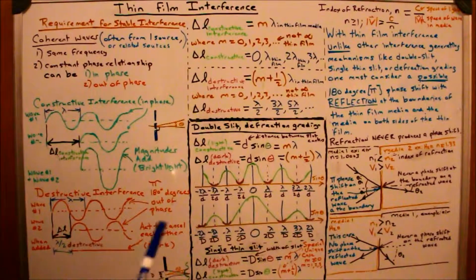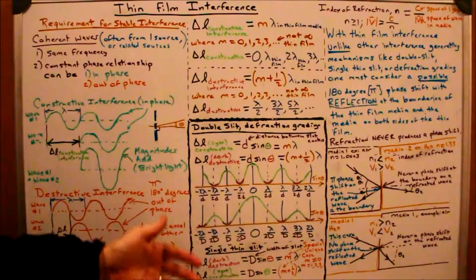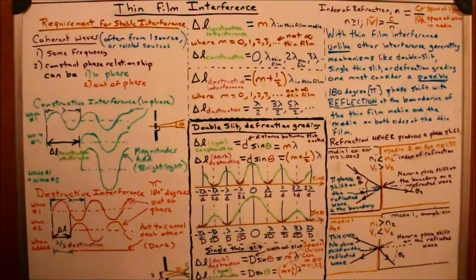And so it's a little complex, and I won't explain why it is in this video, but you just have to see that there is a significant difference in how the pattern of a single thin slit compares to the double slit and diffraction grating interference patterns.